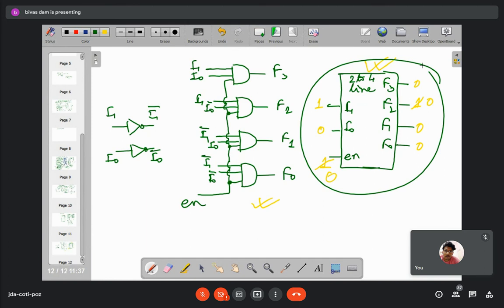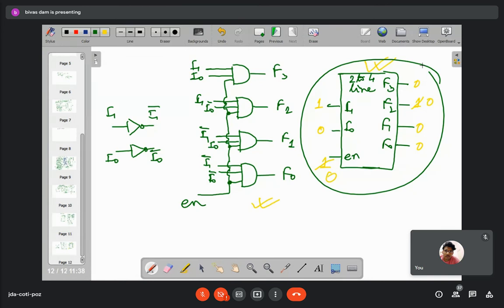So this will be the internal circuit structure in that case. In the case where the 2 to 4 line decoder is equipped with the enable input, this is the particular structure. Okay, I hope this is clear. Anybody having any doubt here?